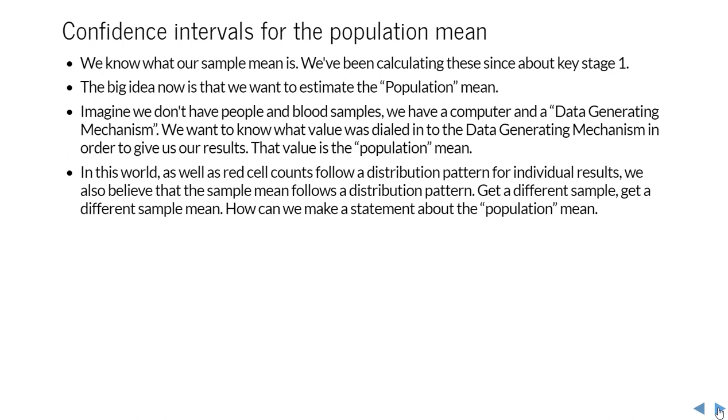So as well as red cell counts following a distribution pattern, we also believe if we got different samples that the sample means would follow some kind of distribution pattern. Get a different sample, you would get a slightly different sample mean. So how are you able to use that to make a statement about the population mean?